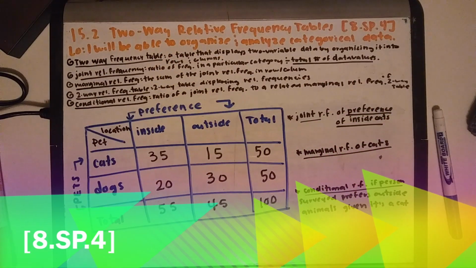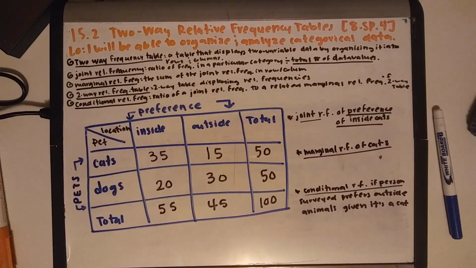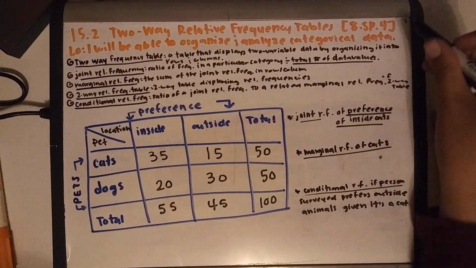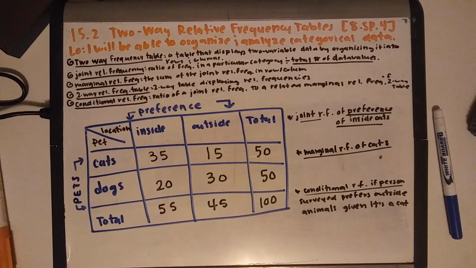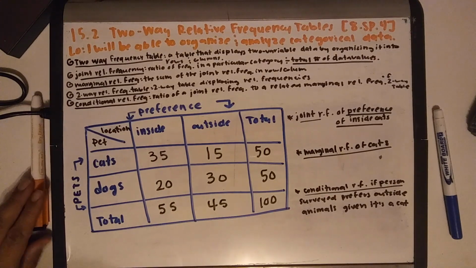Okay, you guys, so this is our last lesson for the book. 15.2, two-way relative frequency tables. Same standard, a little more specific though: to be able to organize and analyze categorical data, always with 80% accuracy or higher in given independent practice. It's the same idea that we did in 15.1. It's a little more specific.